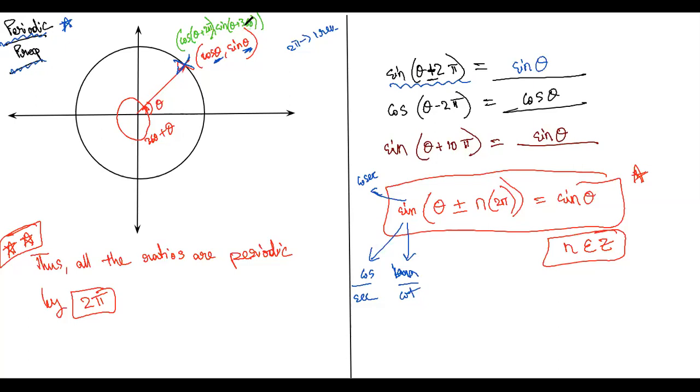Now if you observe on the right side of the screen, can I say sin of theta plus 2 pi or theta minus 2 pi, plus or minus, both of them will end up giving you the same sin theta? Do you guys agree? Basically, you're talking about the y coordinate.